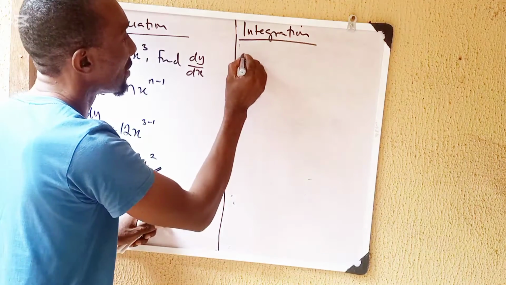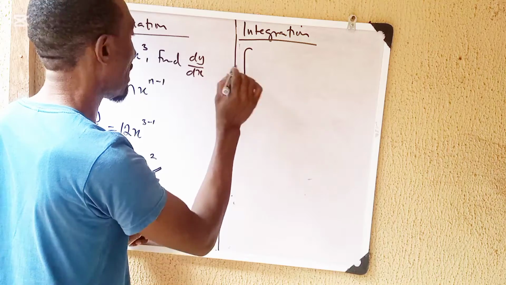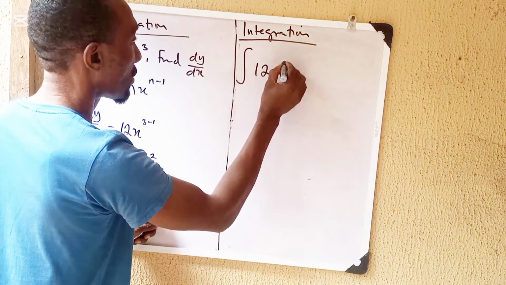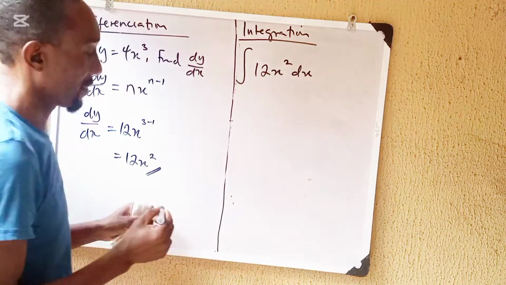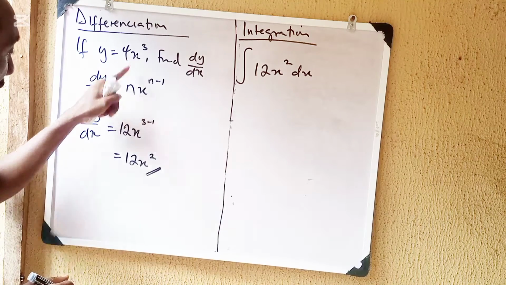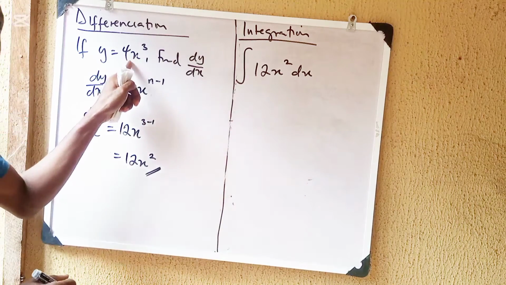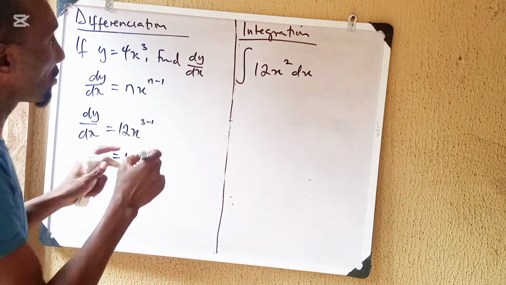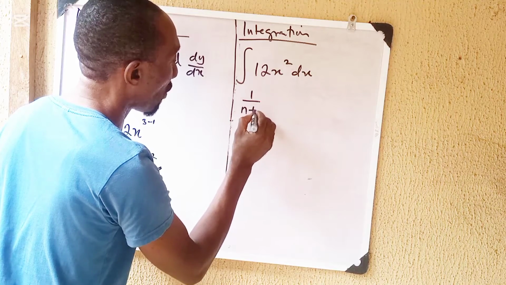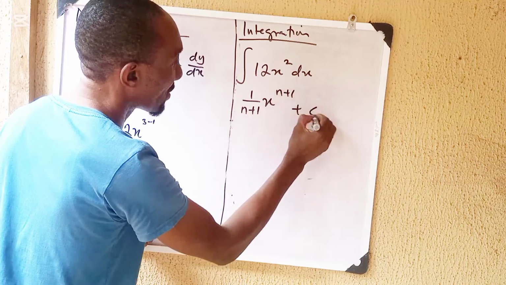Now, if we have the integration, this is the formula here. If you're told integrate 12x squared dx. Remember, I said we differentiated this one to get this. So if we integrate this, we are meant to get this back. So let's find out. But first, let's look at the formula for integration. Integration says 1 divided by n plus 1, then x to the power of n plus 1, then plus c.